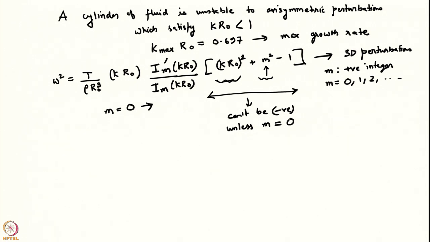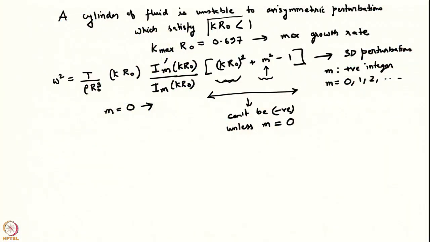Okay. So, this is telling us that this cylinder, if you put a 3D perturbation on it, it is stable, it will lead to oscillations. Whereas, if you put an axisymmetric perturbation, not all axisymmetric perturbations are unstable, only some of them are unstable. The ones which satisfy KR0 less than 1 are unstable, the ones which satisfy KR0 greater than 1 are stable and they continue to oscillate like the 3D perturbations. So, this is the dispersion relation for the full 3D problem.